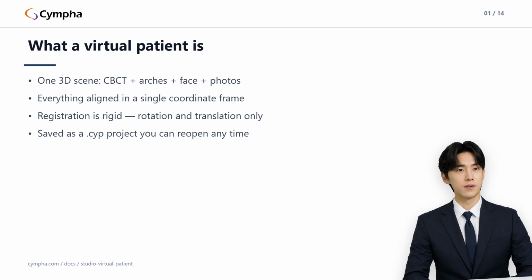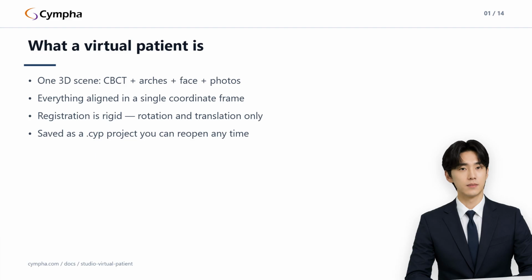You pick matching landmarks on two layers, and Studio computes the transform that maps one onto the other. And at the end, the whole assembly saves as a Cympha project, so it survives the browser tab closing and comes back exactly as you left it. That's the destination. Now let's gather the ingredients.